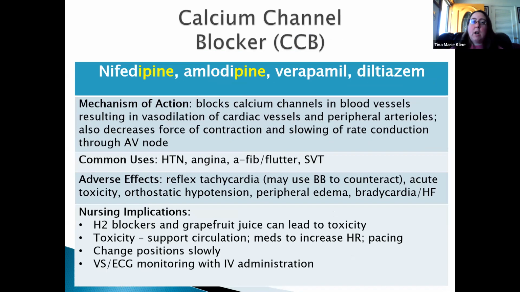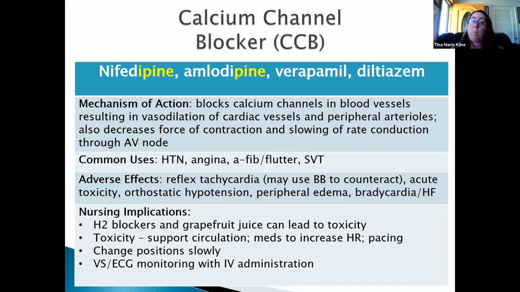Moving on to calcium channel blockers, nifedipine, amlodipine. Those are your kind of classics. You do have the odd one out, the verapamil. But these are all about blocking the calcium channels in the blood vessels, and basically that causes vasodilation. It also slows the rate of conduction through the AV node, so you'll see calcium channel blockers like diltiazem often used for patients with AFib.